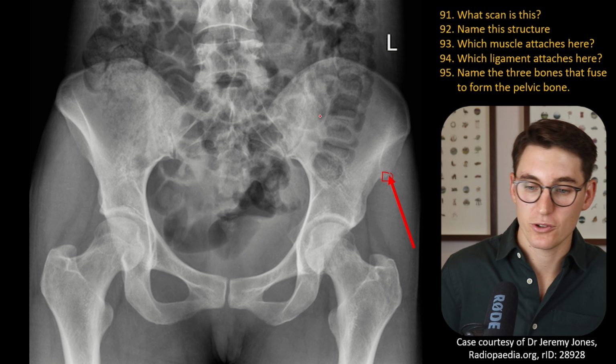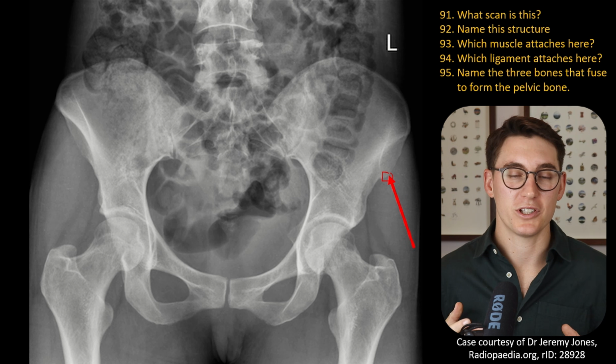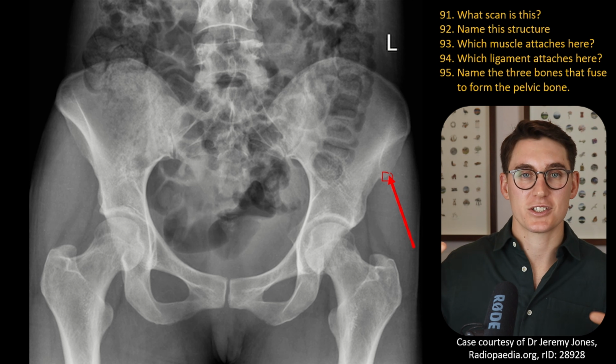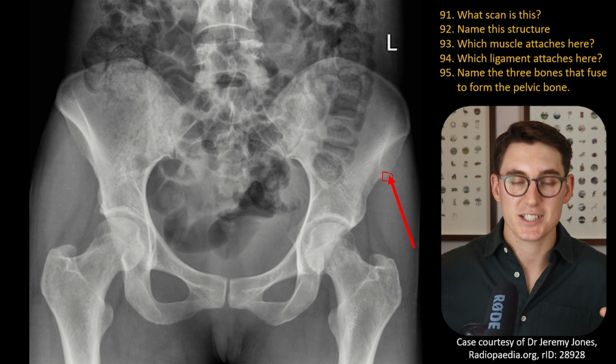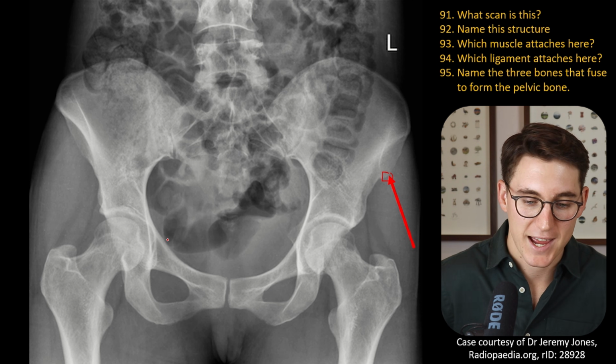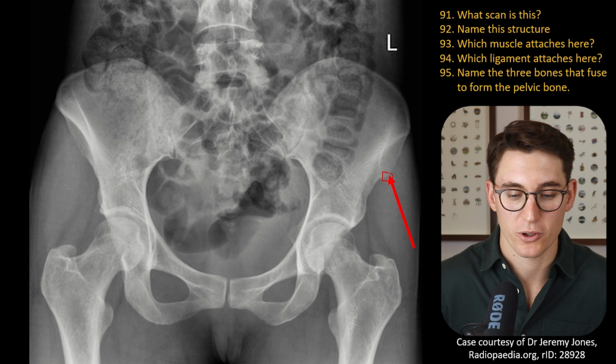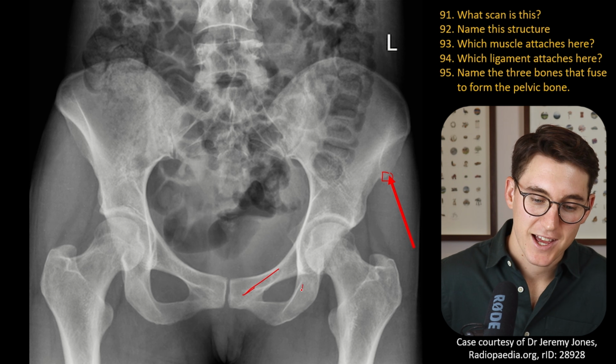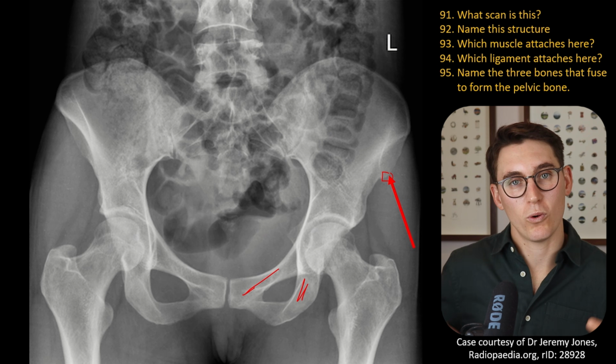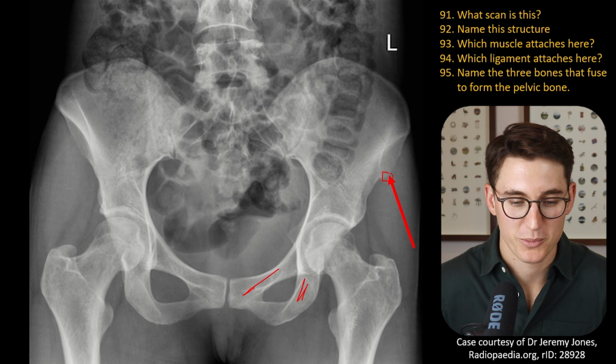Name the 3 bones that fuse to form the pelvic bone. Well, in normal development, the pelvic bone starts as 3 separate ossification centers, 3 separate bones that then fuse at the acetabulum to form this pelvic bone. We have our pubis here, our ischium, and our ilium all fusing to form the pelvic bone.